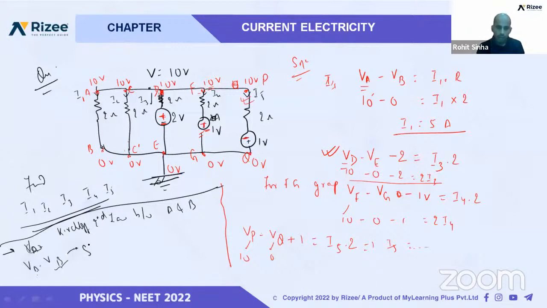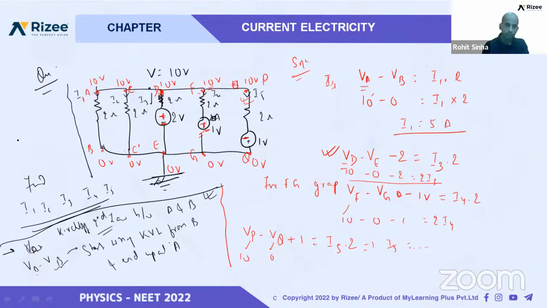You will start writing Kirchhoff's second law. We call it Kirchhoff's voltage law, KVL, from B and end up at A. Start from B and end up at A. I will show you one example using this. Why have I written this? I will show you one example so that it becomes clear. This will be very useful for you when you solve a good question.